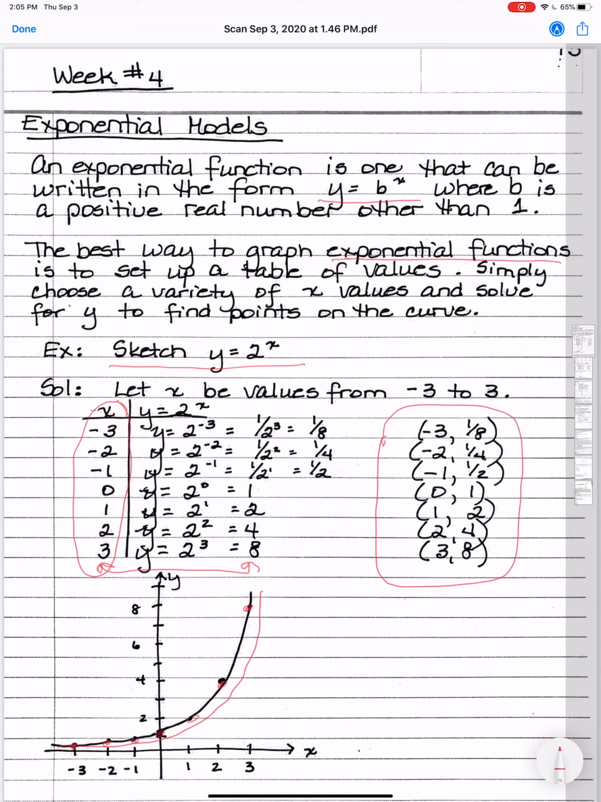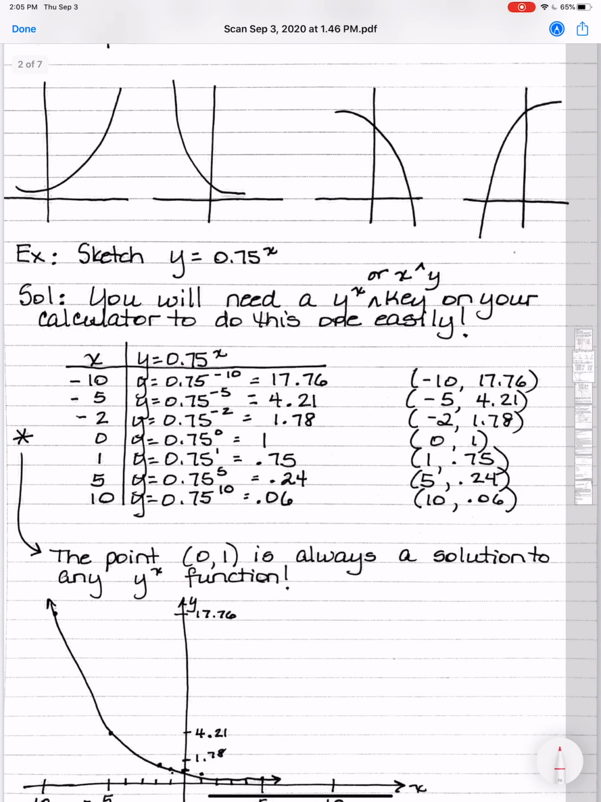All exponential curves kind of look like this. Some can be curved up, some can be curved down. They can be a lot of different orientations, but they're basically going to look like half of a parabola that we talked about last time. So here are some different orientations that you can see of exponential curves.